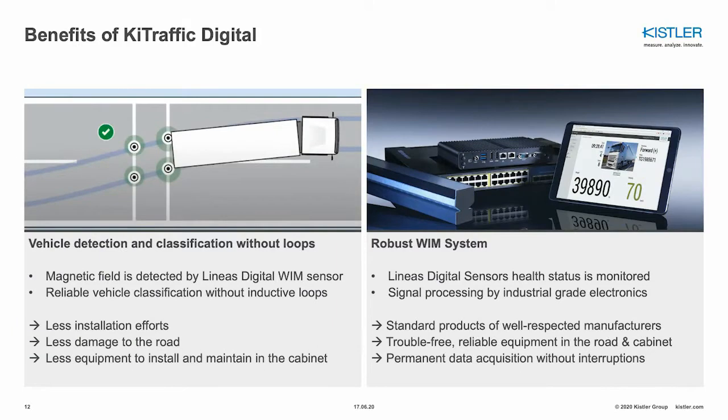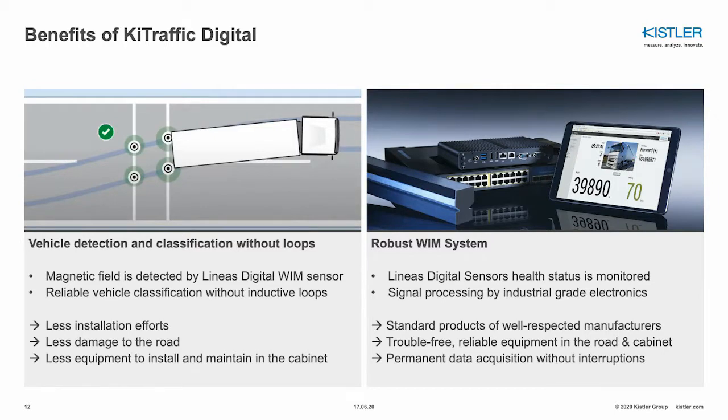Another unique thing about KiTraffic Digital is that there are no inductive loops required. The vehicles are detected and classified by these WIM sensors itself without any inductive loops. The Lineas Digital WIM sensors detect the magnetic fields of a vehicle, and with this information they can reliably classify the vehicles, and therefore in your installation you have less effort, less material that might get broken, less damage to the road, and less electronics to be maintained in the cabinet.